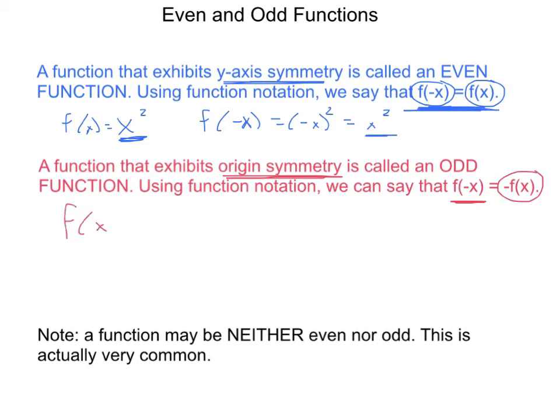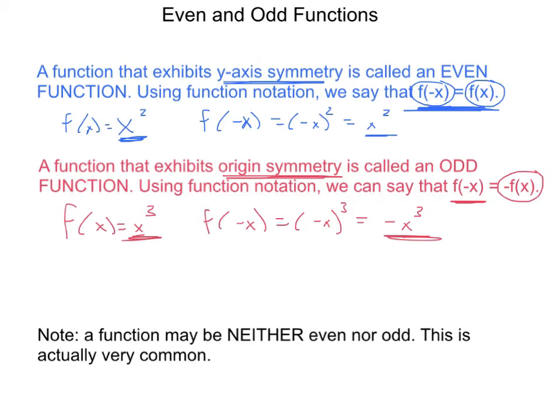If you have a function like f of x equals x cubed, when you plug in negative x, f of negative x, you'll have negative x cubed, which becomes negative x cubed. Notice that this is precisely the opposite of the original function. So that's a property of odd functions, in other words, a property of functions that have origin symmetry.